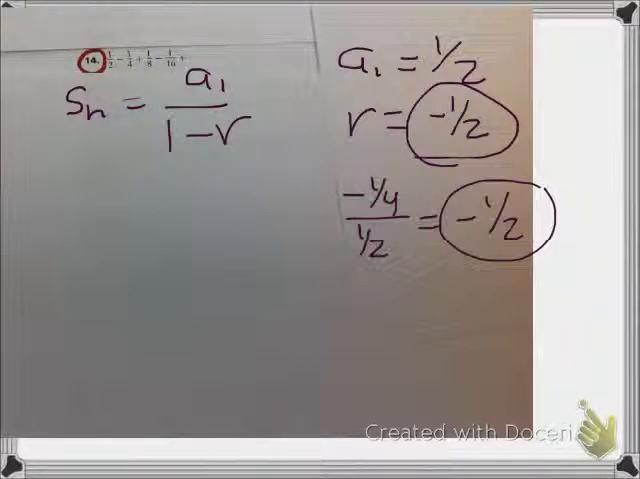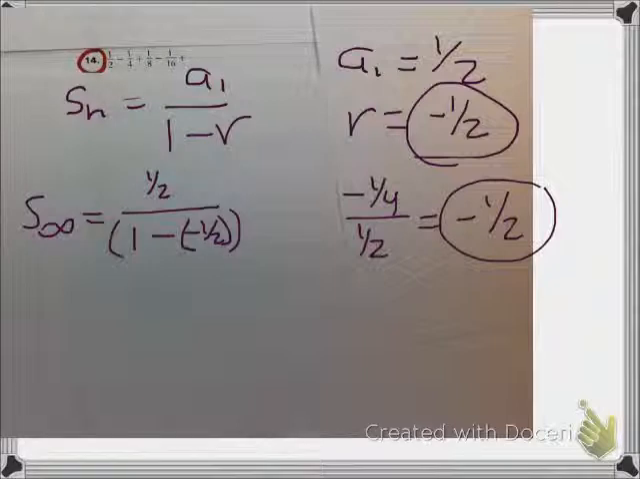So the sum of the infinite numbers is your first term, which is 1/2, over 1 minus negative 1/2, because that's your r. So go ahead and plug that into the calculator and tell me what you get.